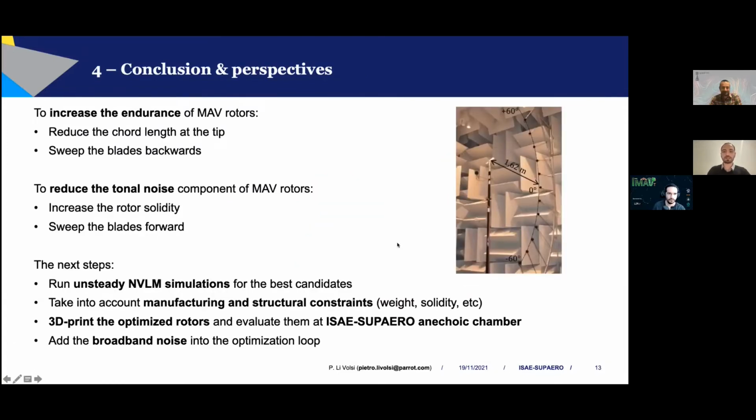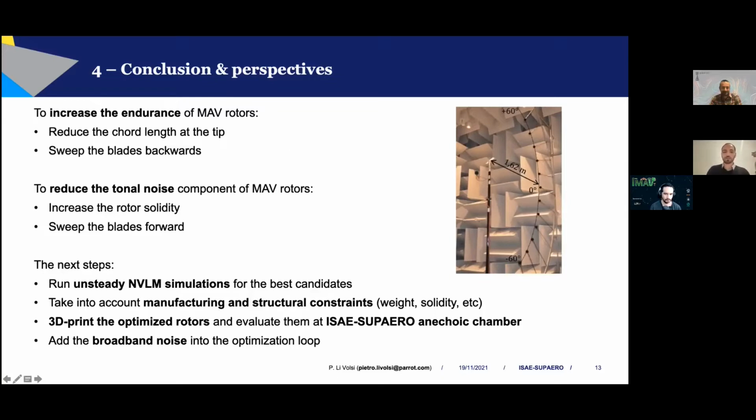So if we sum up, we saw that to increase the endurance of MAV rotors, we should reduce the chord length at the tip, and we should sweep the blades backwards. On the other hand, to reduce the tonal noise of MAV rotors, we should increase the rotor solidity by increasing the chord at the tip, and we should sweep the blade forward. In both cases, we should have a pointing downward tip.